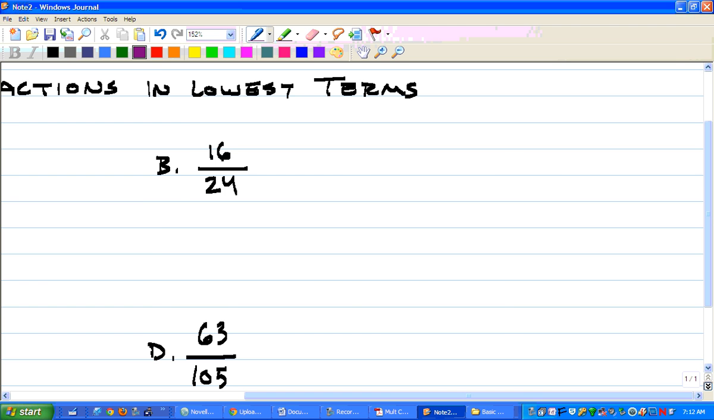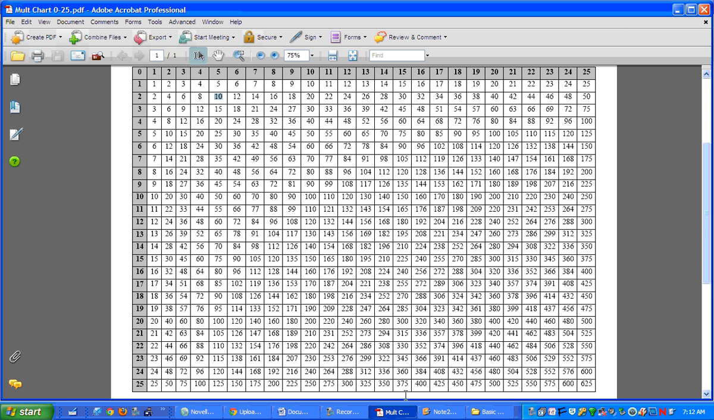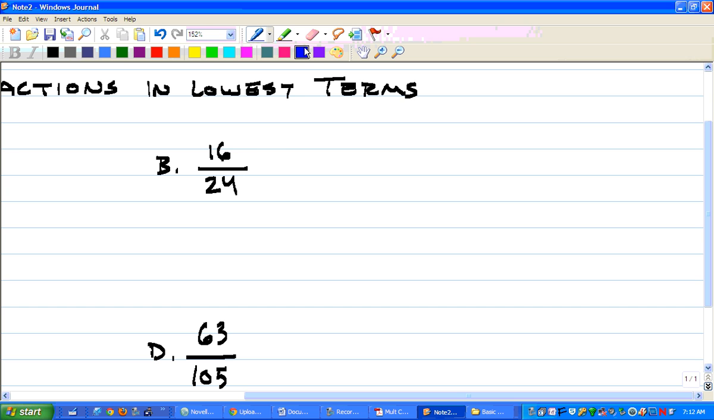So let's look at 16 and 24. I know that 2 goes into both of those, but I think there are some higher numbers. What about 4? Sure, 4 goes into both. So I'm going to divide the top by 4 and the bottom by 4. 16 divided by 4 is 4. 24 divided by 4 is 6. Now look at that. Is there another number that goes into both 4 and 6? Well, yeah, 2. And when you break that down, we get 2 over 3.